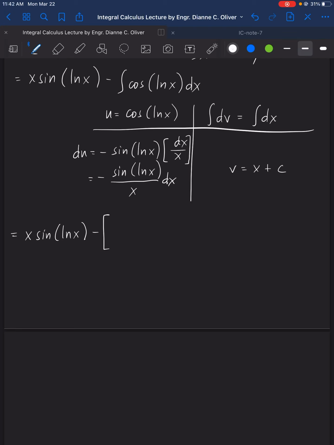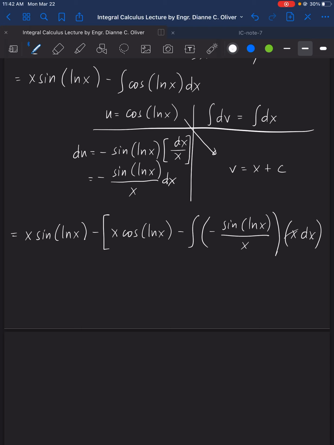So, we have the pattern u times v, which is x cosine ln x, minus the integral, parenthesis, of negative sine ln of x all over x, then we have x dx. Cancel again the x here. So let's close it. So we have here x sine ln x minus x cosine of ln x.